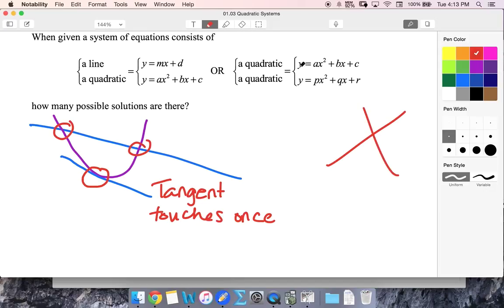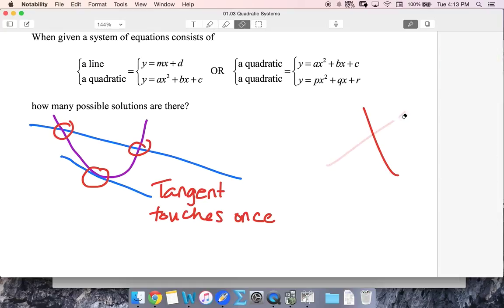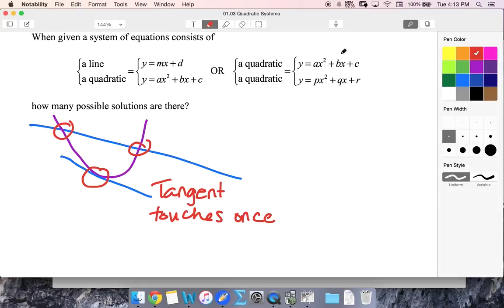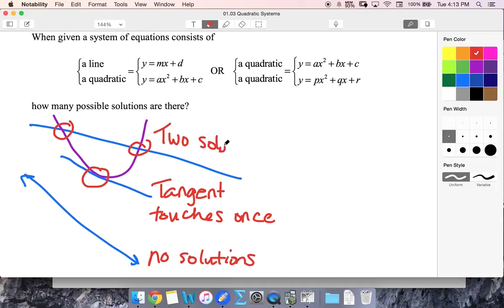We say they intersect. And then, so we've got still one more scenario, and that scenario is that our line could be completely under our parabola, and in that case, we would have no solutions. So we'll either have two solutions, one solution, or no solutions.